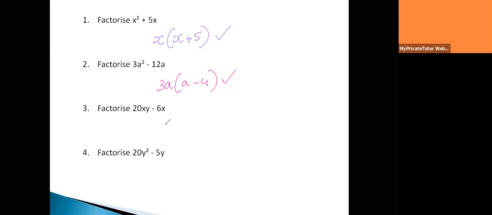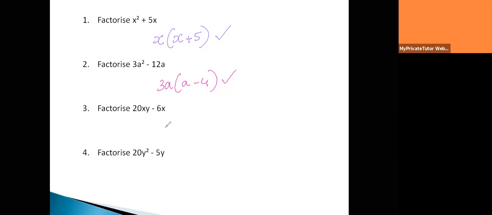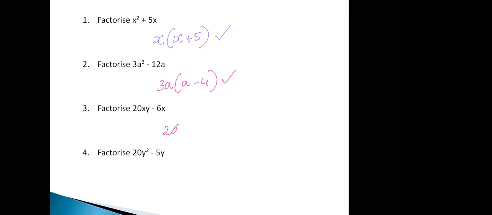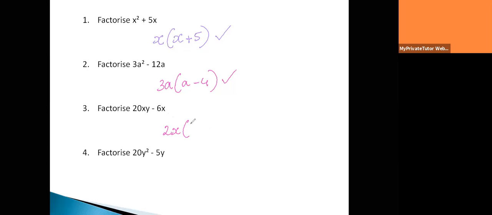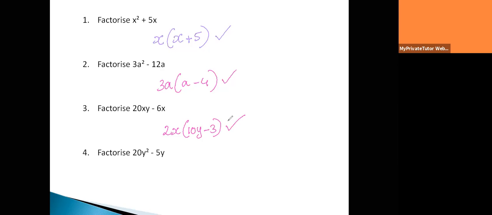What is a common term in the third question? X. Well, both are even numbers, Iris. So obviously 2x. 2x is a common term, isn't it? If you take out 2x outside, what are the things we'll get inside the bracket? 2x(10y minus 3). Mohammed, do you agree with this?